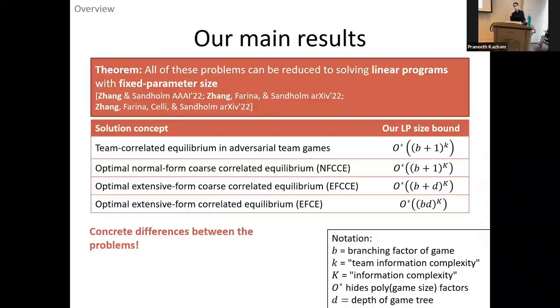I'm just curious. It seems like one natural row is missing from that table, which would be optimal normal form correlated. I'm going to get to that later. Yes, good question.